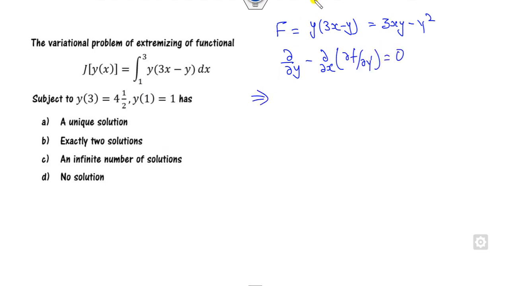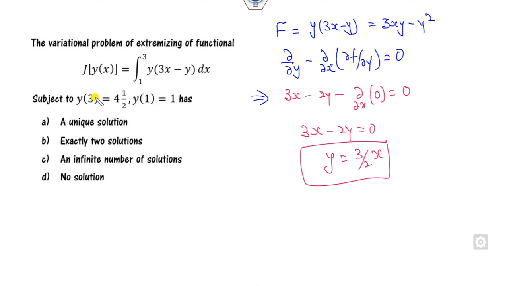So what is the partial derivative with respect to y? 3x − 2y. What is the partial derivative? This is 0. So it means 3x − 2y = 0, y is equal to (3/2)x. So is this condition satisfied?